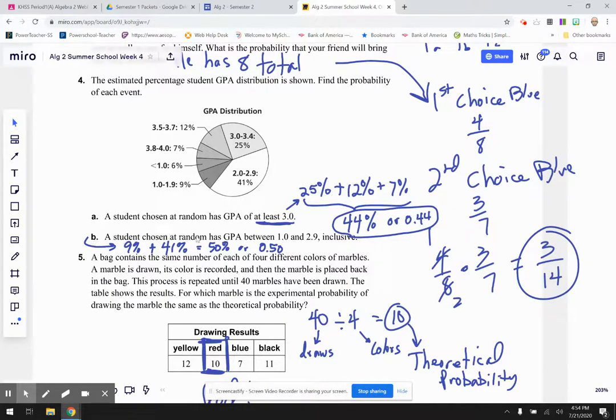What about a student chosen at random between 1.0 and 2.9? So not less than 1. But we could go between 1 and 1.9. That's a possibility. And between 2 and 2.9. So 9 and 41, because we want to go between 1 and 2.9. So 9% plus 41% is 50%, or 0.50, or 0.5.